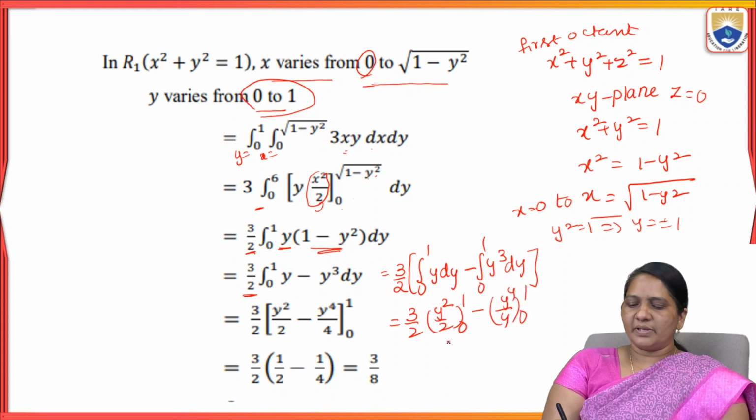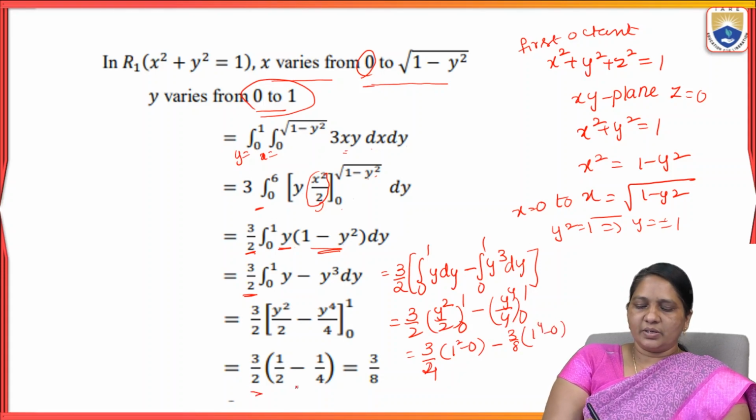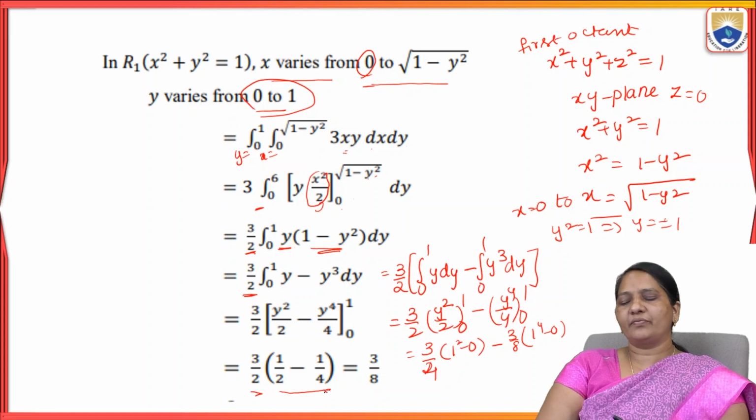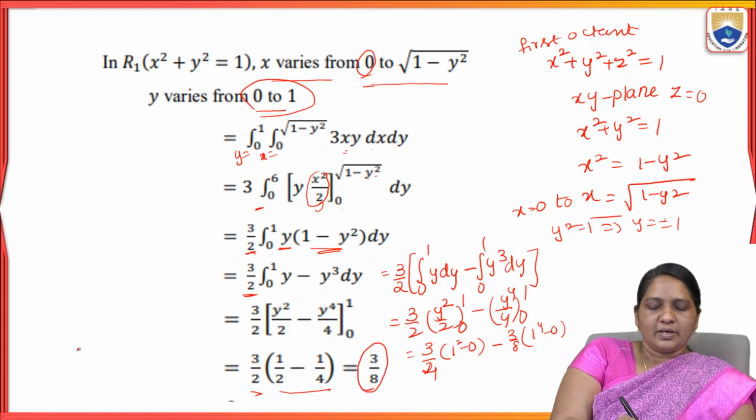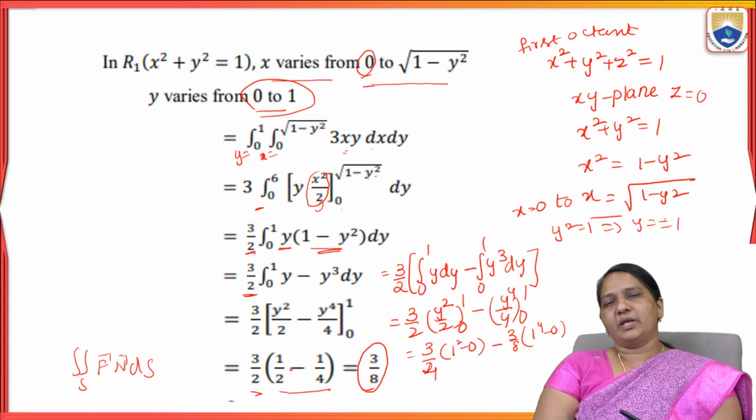So now I am replacing the limits. 3 by 2 into 1 by 2 minus 1 by 4, where y square is 1 square minus 0, and here 1 power 4 minus 0. Finally I got 3 by 8. So the double integral over S of F bar dot n bar dS value is 3 by 8.